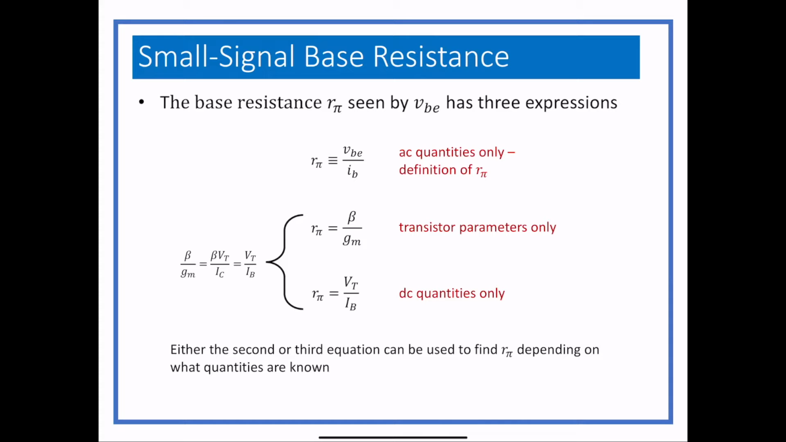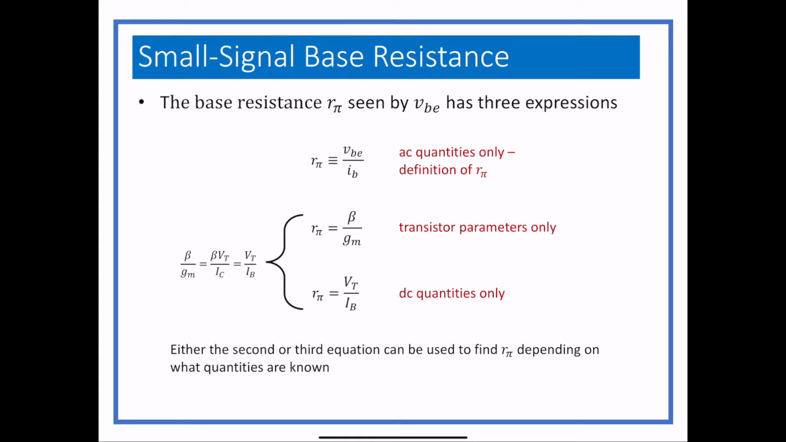You can take beta over GM and get this R pi value, or you can take VT over IB, and it's all the same. You can see to the left how you get from one to the other. So basically, if you know transistor parameters, you can find the base resistance, or if you just know the DC quantities, you can find the base resistance. And this is one of the values that goes into the model. In fact, it was on Friday's participation assignment. It was listed as a parameter because it's used frequently.